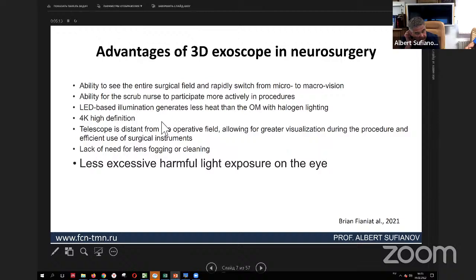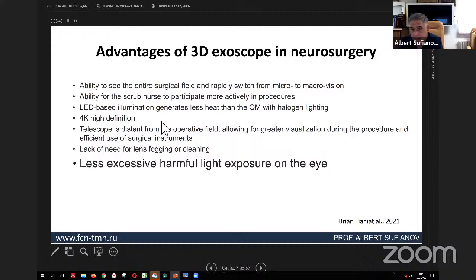And for the surgeon, again, it's very important, because pineal tumor surgery is not a short procedure. It is a long procedure if you want to operate carefully and safely. So there is less excessive harmful light exposure to the eyes of the surgeon. We save the surgeon's eyes by using this technology. Also very important advantages in our opinion.